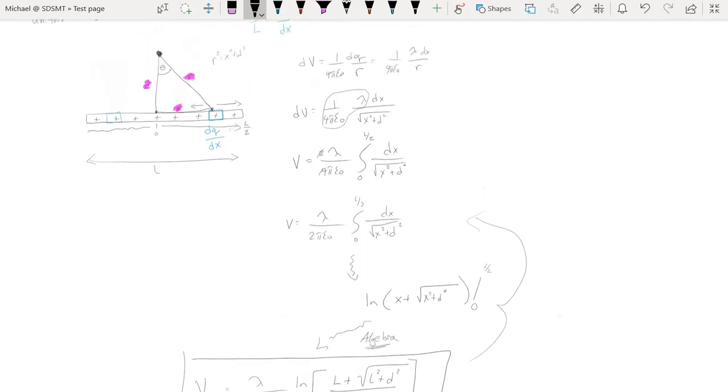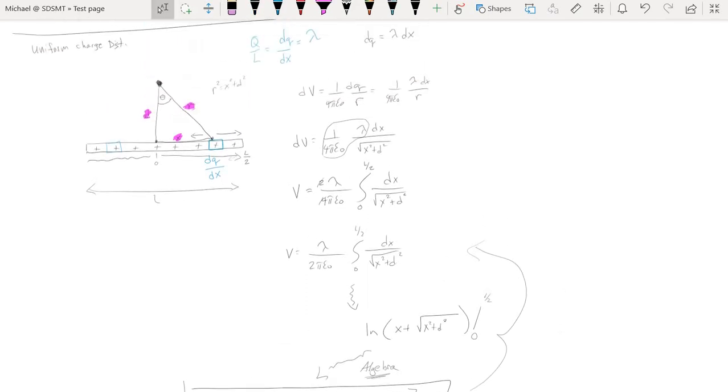What do I mean by that? Well, for this particular derivation, we derived the electric potential at the midpoint above the line. What if I asked you to find the electric potential at the very end of the line? Then what would you do?